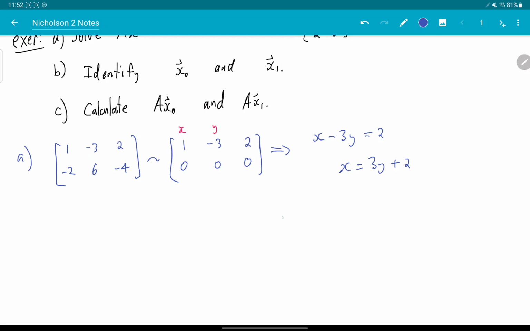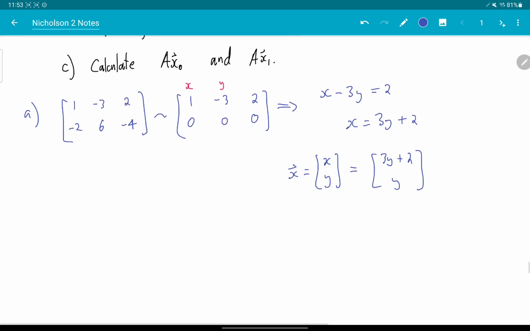It's my only equation. So my vector of variables is like so. I get 3y plus 2, then just y. So I conclude that the solution is y times (3, 1) plus (2, 0).